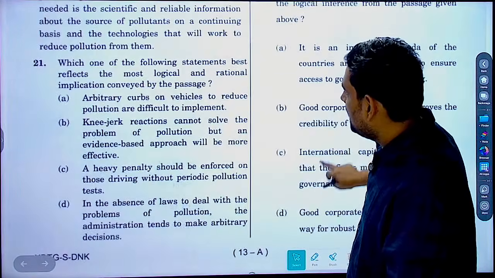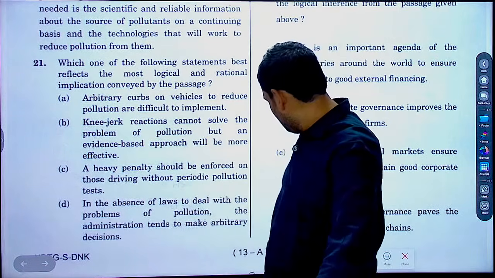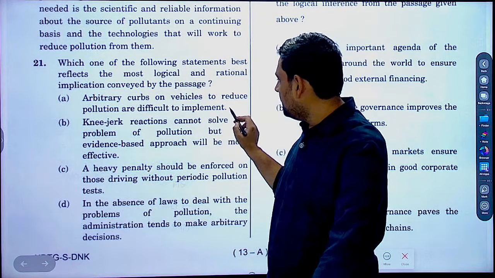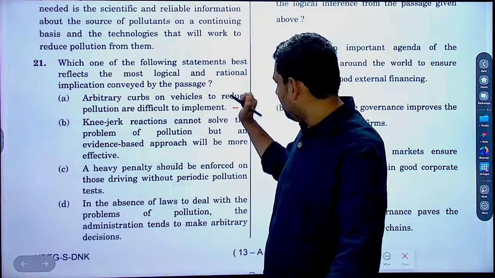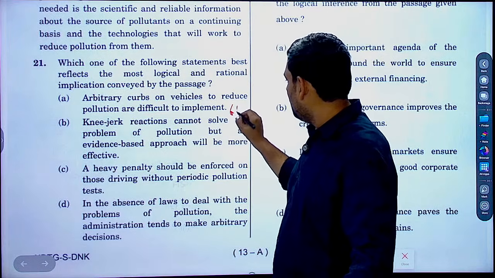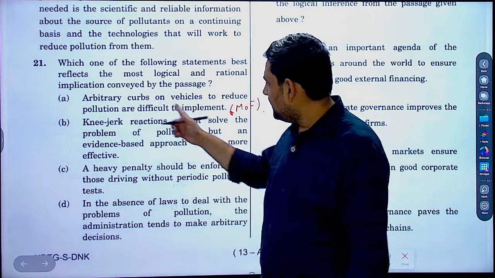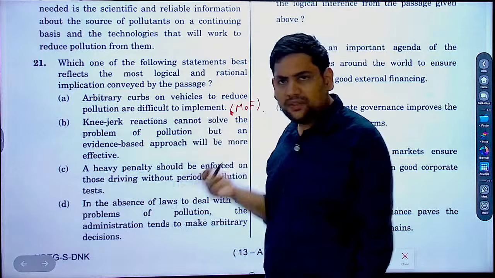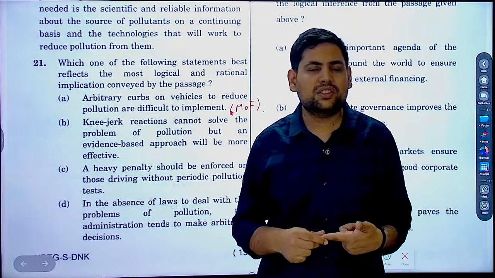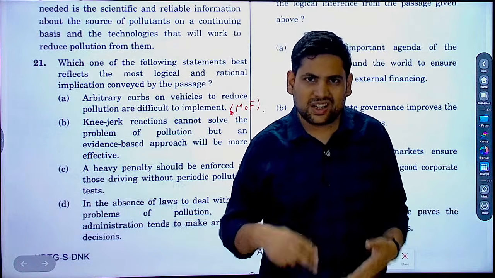most logical rational implication. Now see this passage, arbitrary curves on vehicles to reduce pollution are difficult to implement. Maybe if this is a matter of fact passage, then this might be true, correct? Arbitrary curves on vehicles to reduce pollution are difficult to implement. Then the whole passage will be like, it is difficult to implement because you have a large number of vehicles, we don't have that many number of policemen, this that would be the passage.